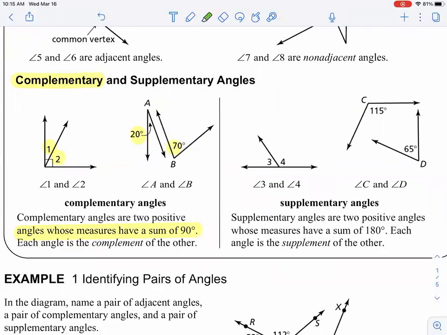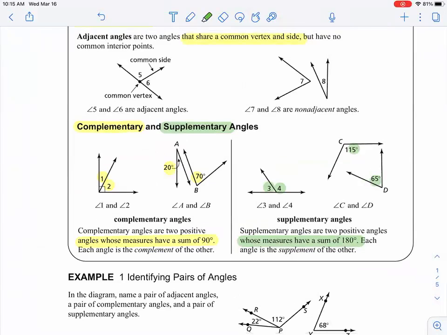Supplementary means that they add up to 180. So kind of like the group we were doing, things that make a straight line, like angles 3 and 4, those are supplementary. They have to add up to 180. Just like the angles 65 and 115, because 115 plus 65 is 180. All right, so we have adjacent angles, complementary angles, and supplementary angles.